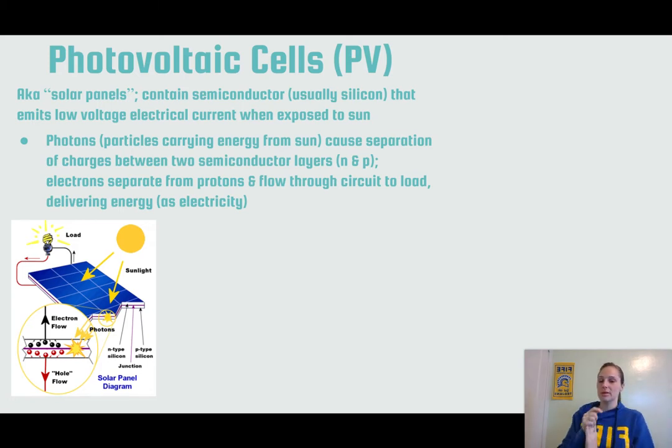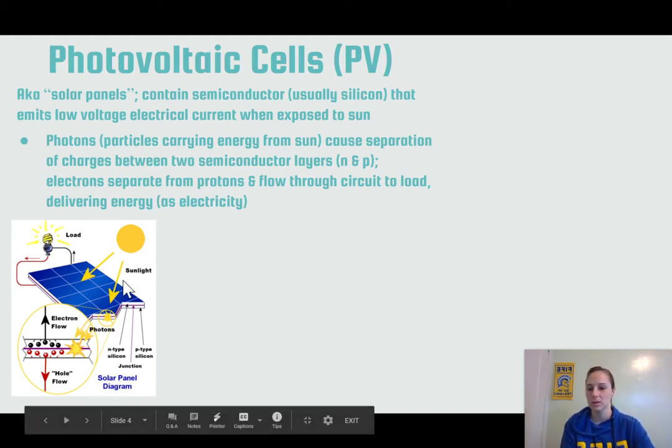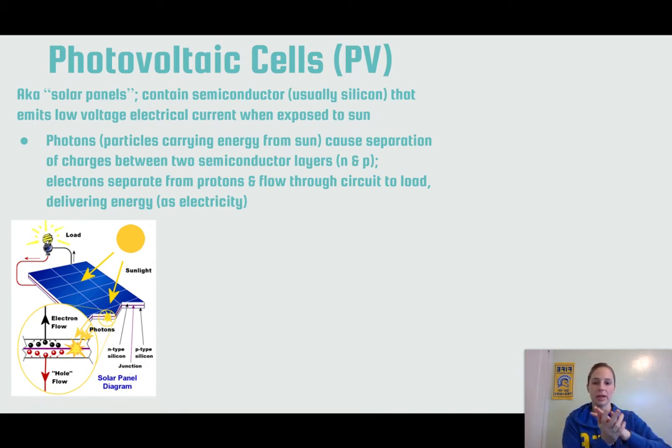Basically what happens is you have the photons, which are the particles carrying energy from the sun. They are going to hit these two semiconductor layers in the solar panel. So you've got an N layer and a P layer. Now, when it hits these two layers, it's going to cause separation of the charges between them. So you're going to have the electrons move in one way and the protons move in the other way.